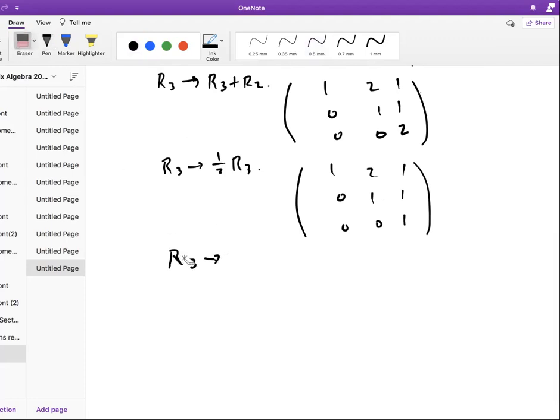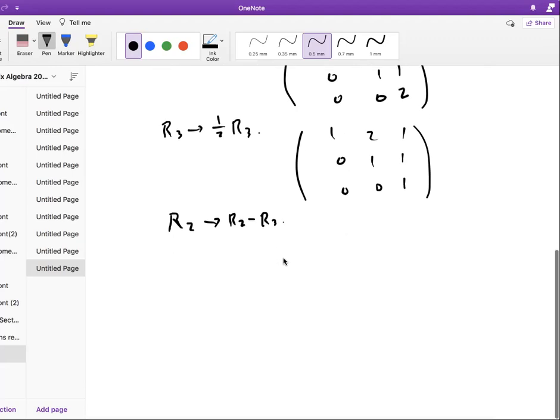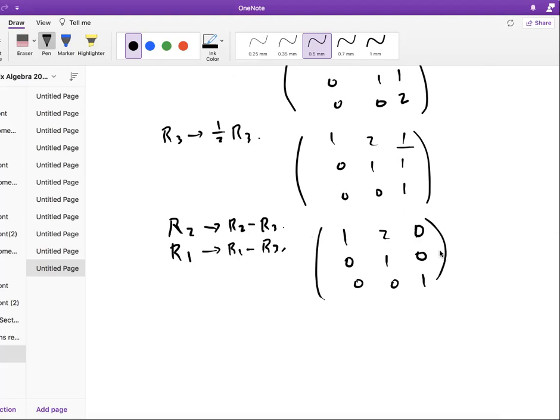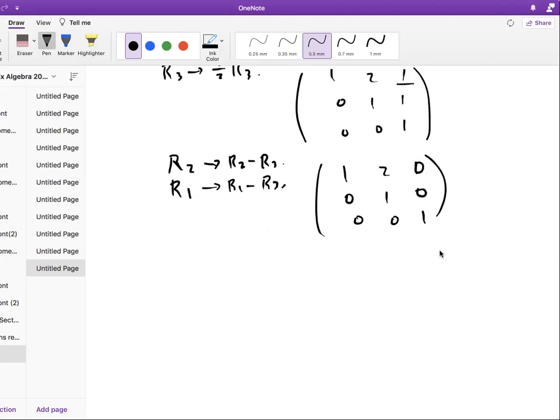Well, not row 3. I can also get rid of this entry too, right? Row 1 minus row 3, just to expedite it a bit. And the last step, row 1 to row 1 minus 2 row 2.